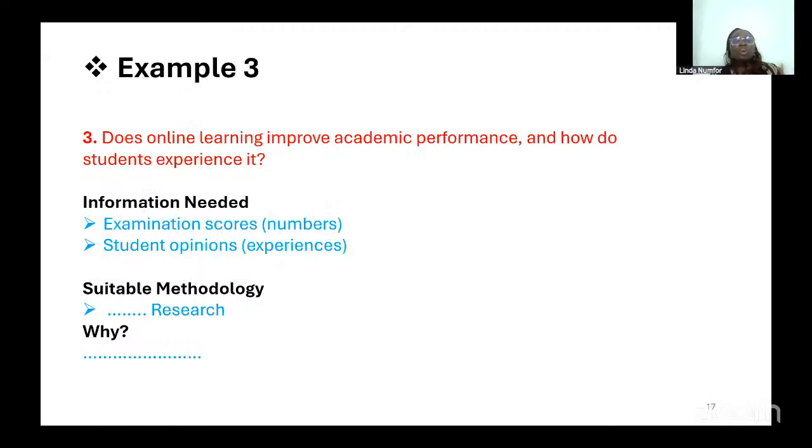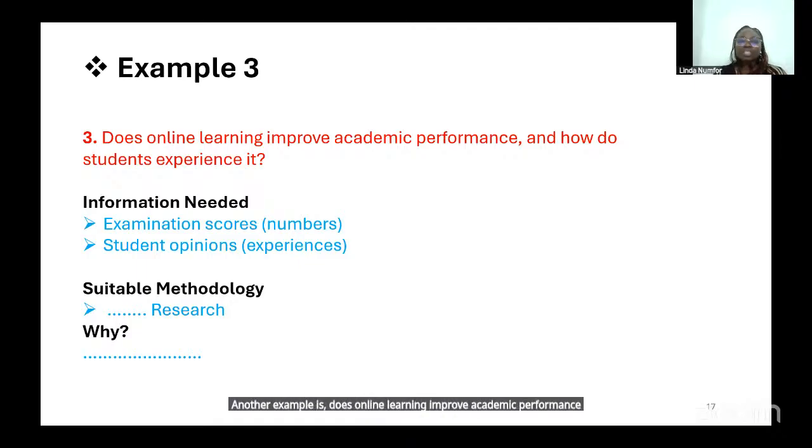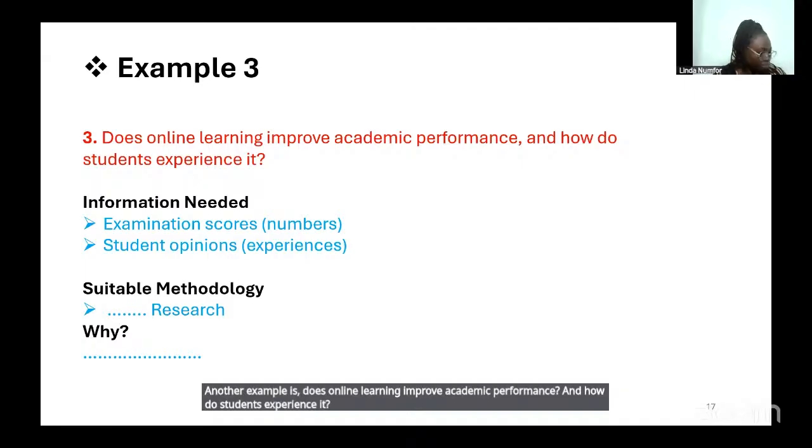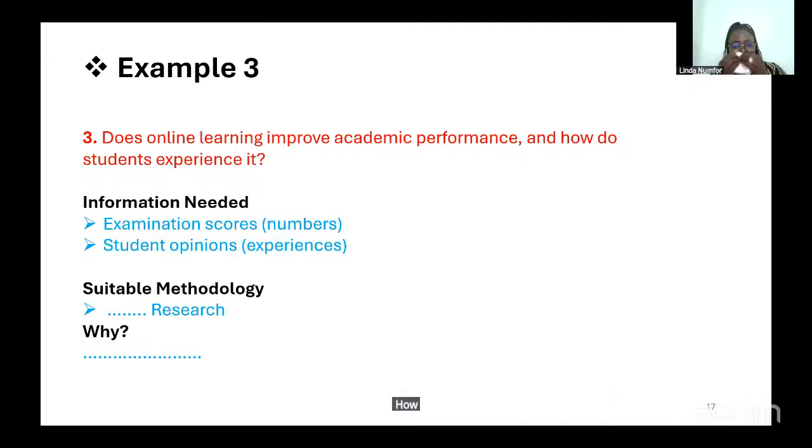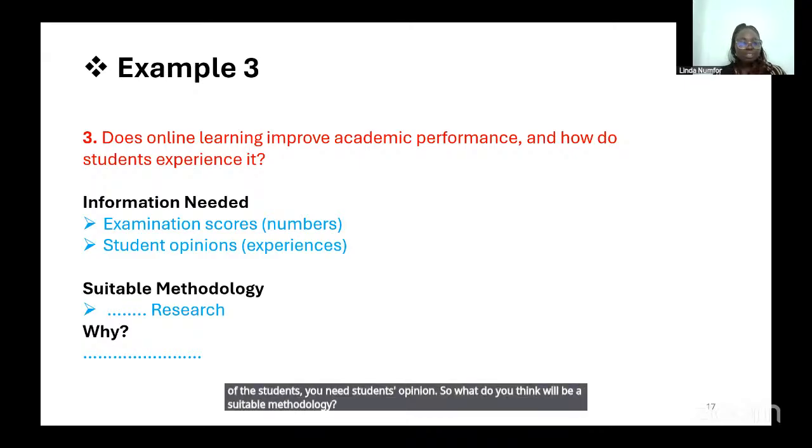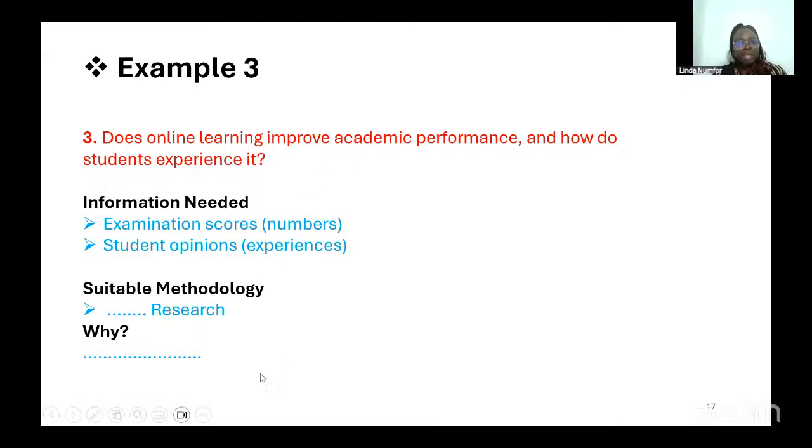Another example is, does online learning improve academic performance? And how do students experience it? The information you need here is the examination score of the students. You need students' opinion. So what do you think will be a suitable methodology? And why? I want to see the answers coming in.